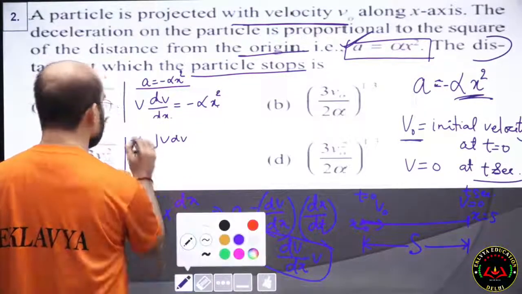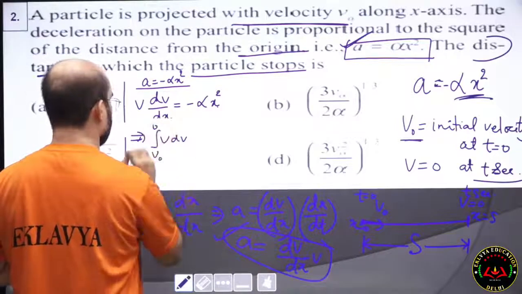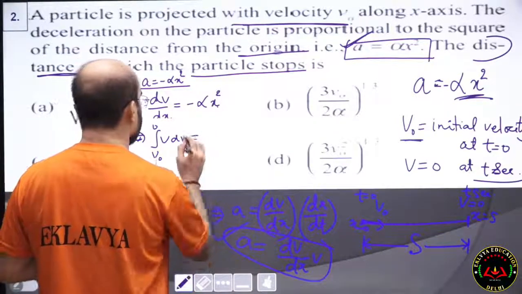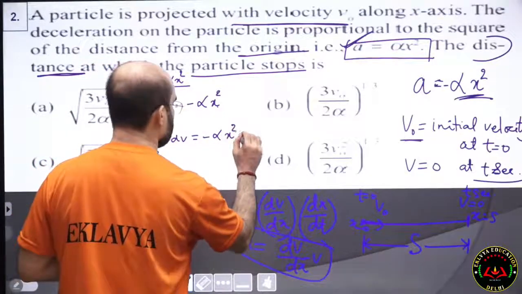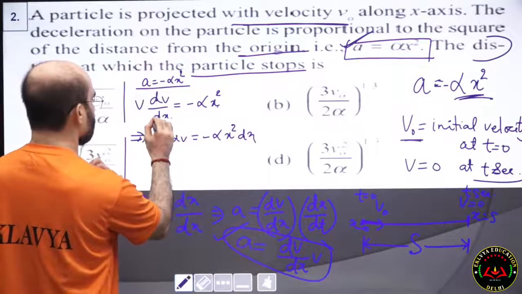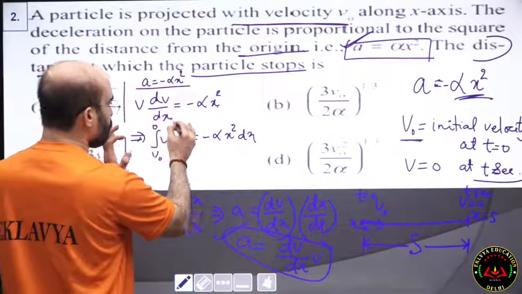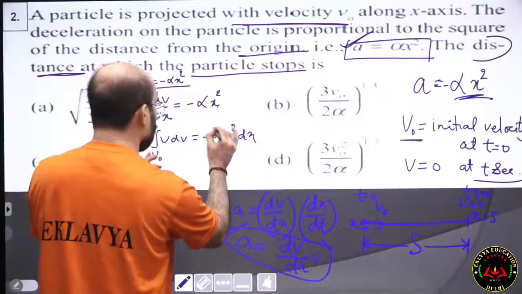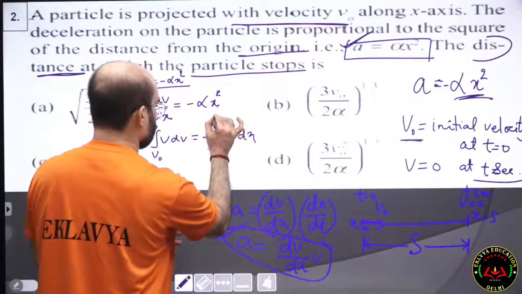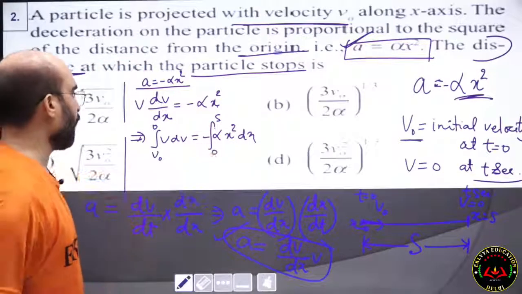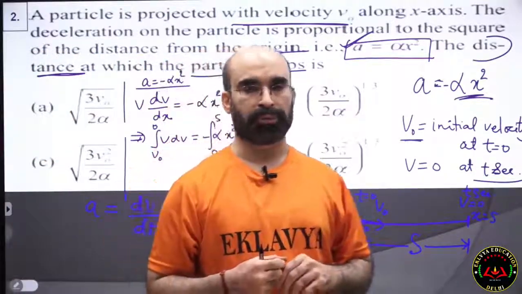What would be the limit? The limit would be v naught to 0. This is minus alpha x square into dx. This dx, which was on the left hand side in the denominator, goes here. Now we will integrate this also, so 0 to s, mind it, 0 to s. This we need to solve.